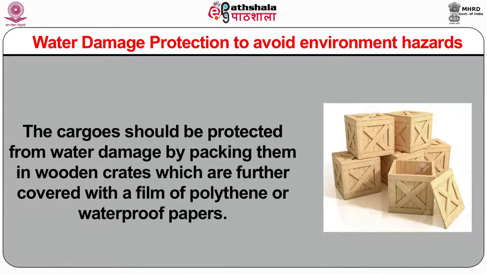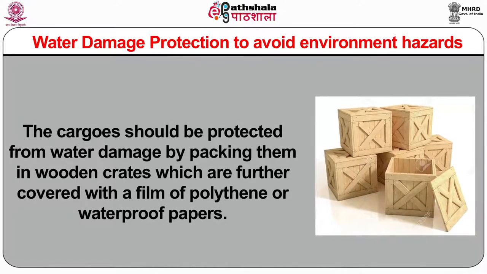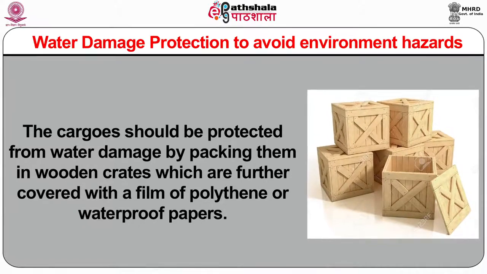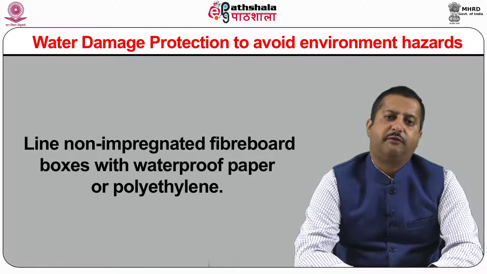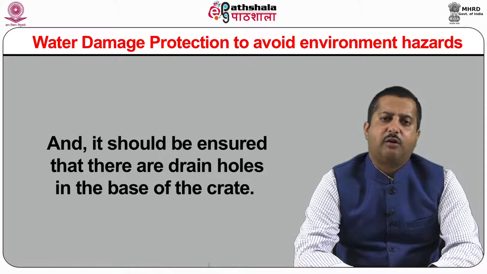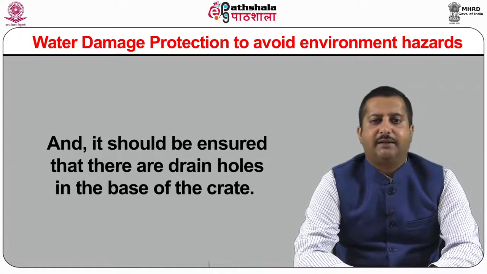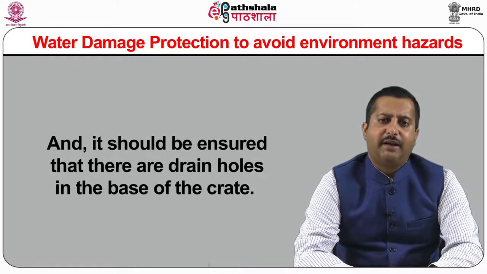Water damage protection, to avoid environment hazards. The cargoes should be protected from water damage by packing them in wooden crates which are further covered with a film of polythene or waterproof paper. Line non-impregnated fiberboard boxes with waterproof paper or polythene. Large cargo commodities can be masked with polyethylene sheeting, and it should be ensured that there are drain holes on the base of the crate. Also, use moisture absorbing material or desiccants along with waterproof wrapping to protect moisture sensitive cargoes. Also, to cover unit and pallet loads, use shrink wrap, plastic shroud or stretch wrap.